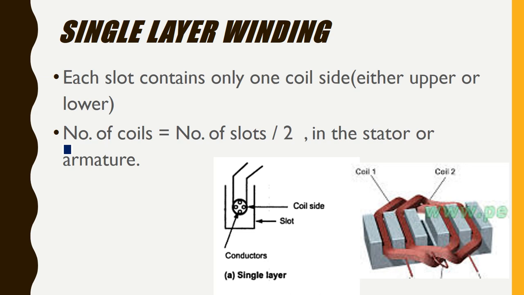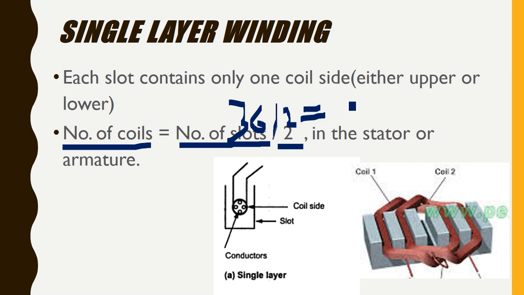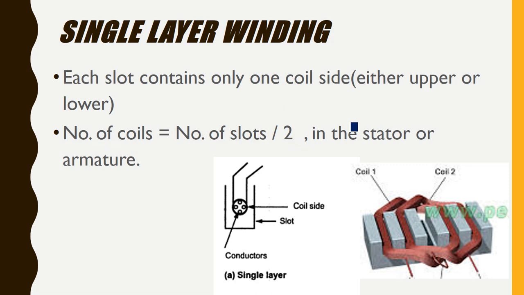So we can calculate the number of coils as number of slots divided by 2. If single layer winding machine data is available, let us say 36 slots are there, 36 divided by 2, there should be 18 coils. So the number of coils will be 18. So if the problem is given with single layer winding and number of slots, we can calculate the number of coils.